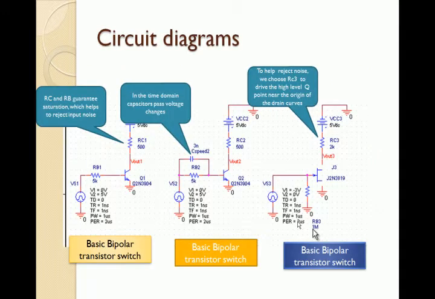We have basically three types of circuit diagram here. The first one is the basic bipolar transistor switch. The second one is the bipolar transistor switch with a capacitance, which in the time domain passes the voltage changes, so frequent voltage changes are bypassed. The other circuit at the end is a basic transistor circuit, but in order to reduce the noise, we have a VCC applied here of 2K, so it drives the high level Q point near the origin.